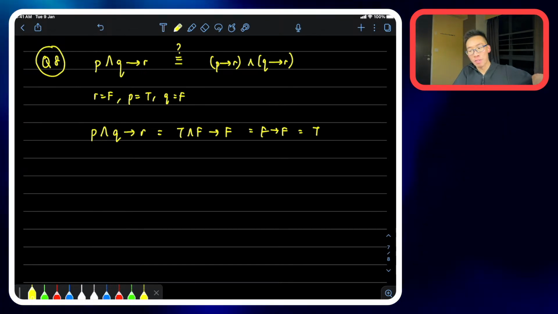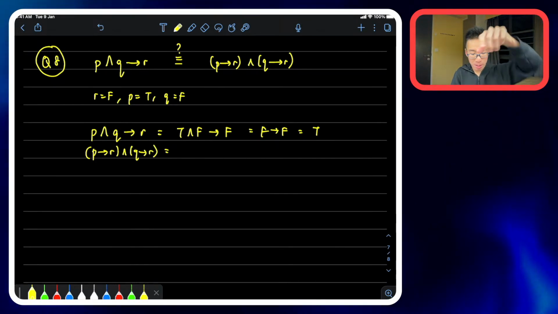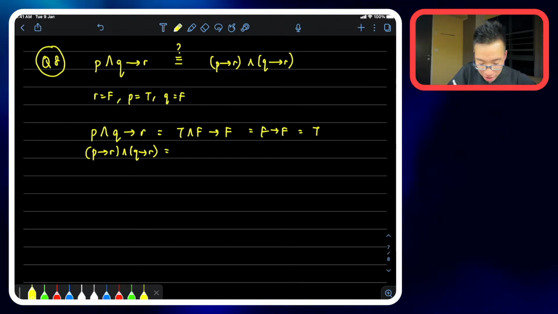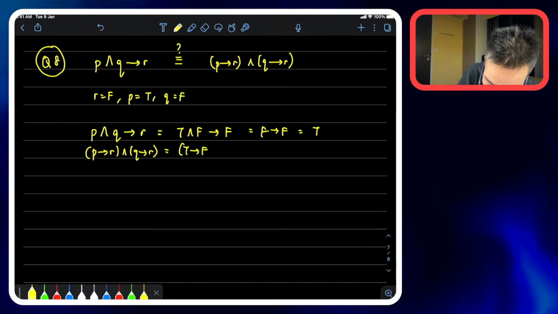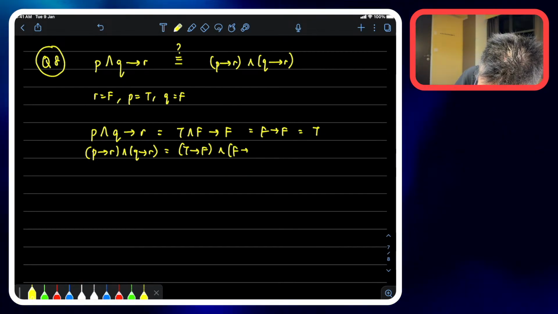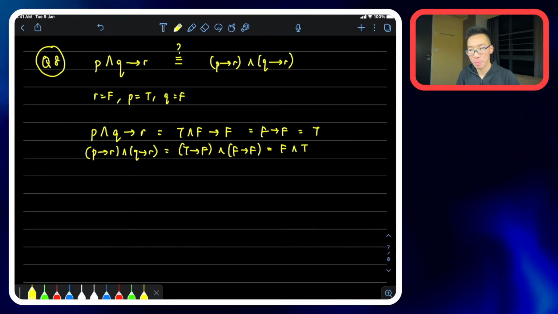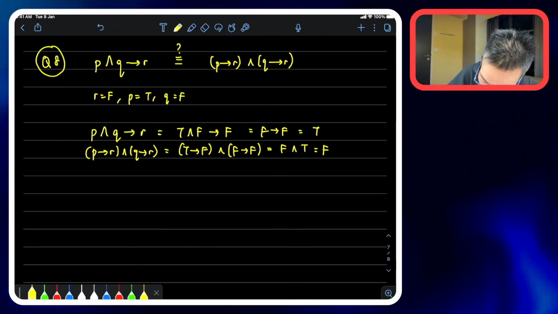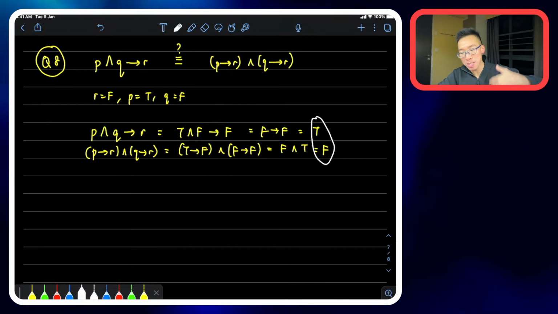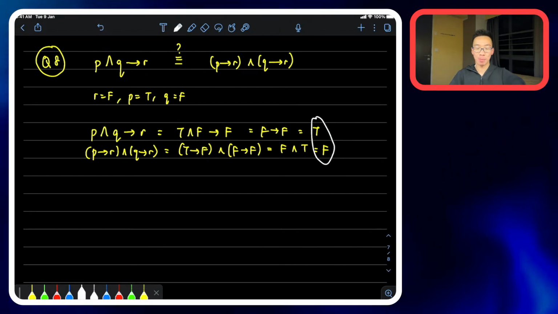On the right hand side, however, we're going to get something interesting. We're going to get P implies R and Q implies R. P implies R is going to be true implies false. Q implies R is going to be false implies false. So we're going to get a statement of the form false and true, because false implies false is true and true implies false is false, which gives us false. And there we have it. These two guys, we found some substitutions such that the two guys don't have the same truth values. We're good to go. Feels great.